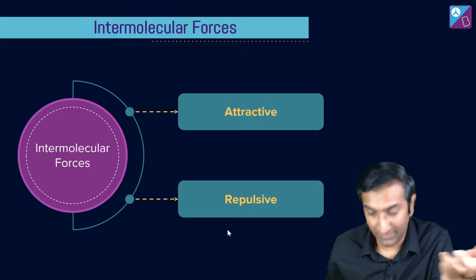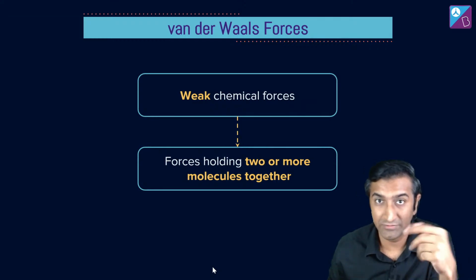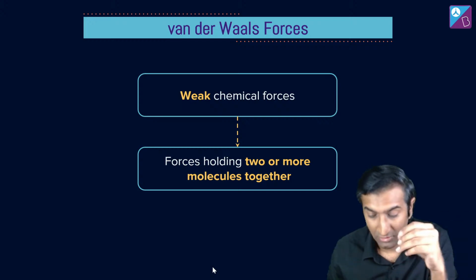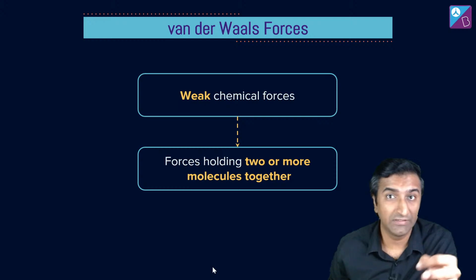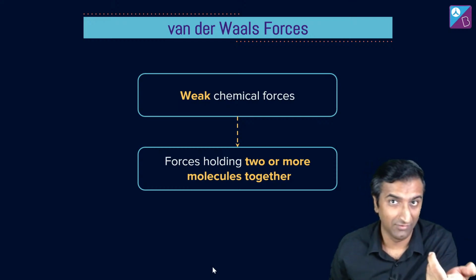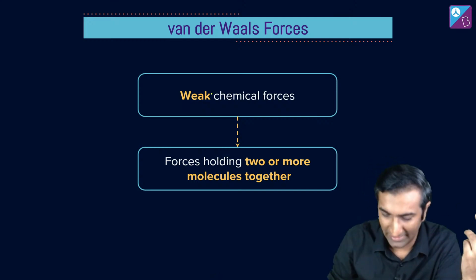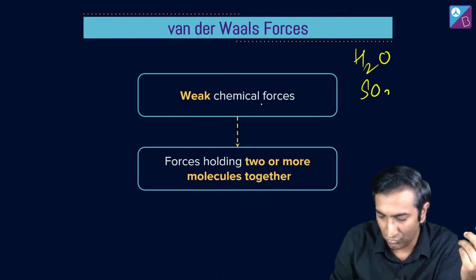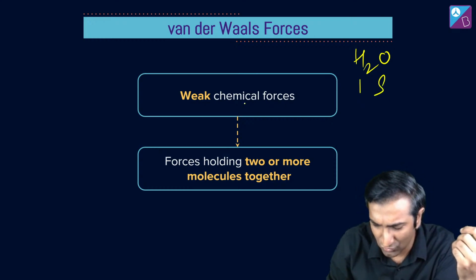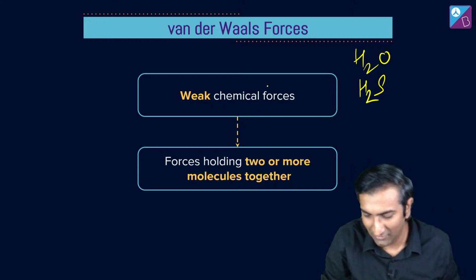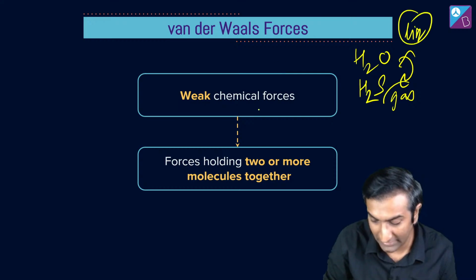Intermolecular forces can be attractive or repulsive. Our focus is going to be on the attractive forces right now, because attractive forces mean bonds being formed, and they lead to boiling point, melting point, those kinds of physical properties that are very different. For example, the boiling point of water is so much higher than that of, say, H2S. Between these two, what difference? This is a gas, this is a liquid at room temperature. That's mainly because of hydrogen bonding.